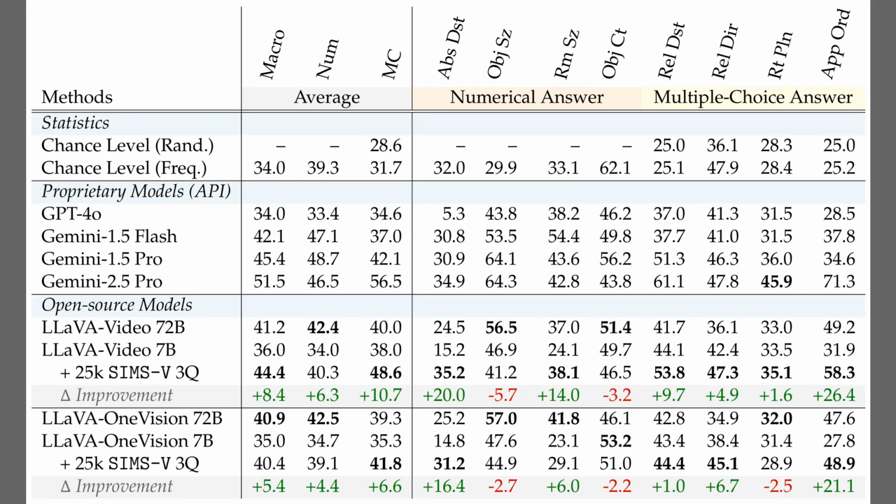Alright, the previous figure highlighted data efficiency. Table 1 reports the head-to-head results on VSI bench. The LLAVA video 7 billion model with 25,000 SIMS v3q reaches 44.4%, which surpasses GPT-4o at 34% and the larger LLAVA video 72 billion at 41.2%, and nearly matches Gemini 1.5 Pro at 45.4%. The absolute distance column shows a jump of about 20 points. The appearance order column on the far right shows a striking gain of about 26 points.